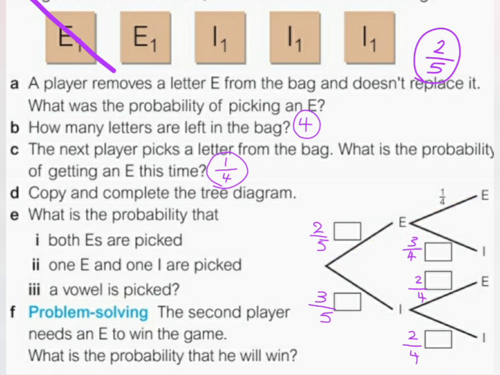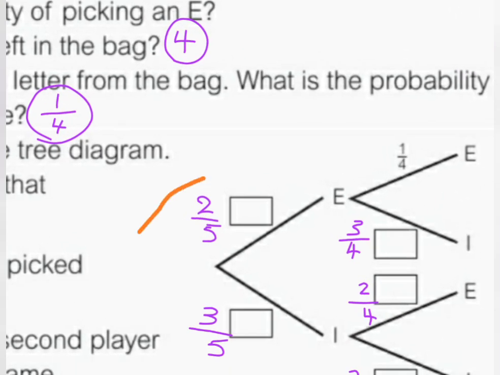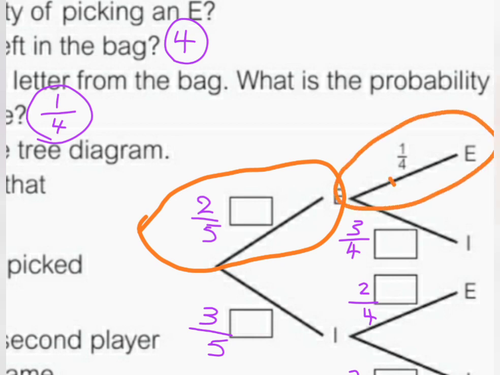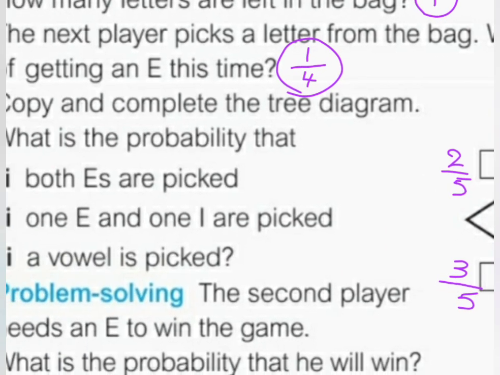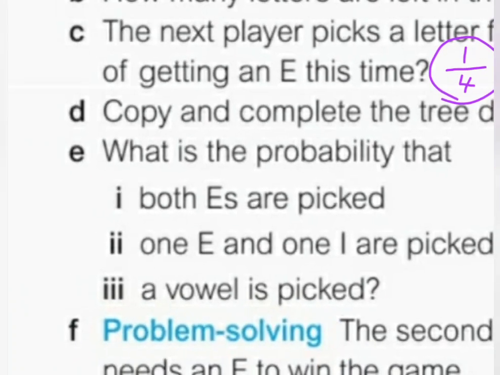He has to go through a line like this or like this. Now, he said both E's are picked. So we're going to pick E the first time, which is this one, and then pick another E, which is this one. And then take the probabilities and multiply them by each other. So we have 1 over 4 multiplied by 2 over 5. And the answer will be, very good, 2 out of 20.